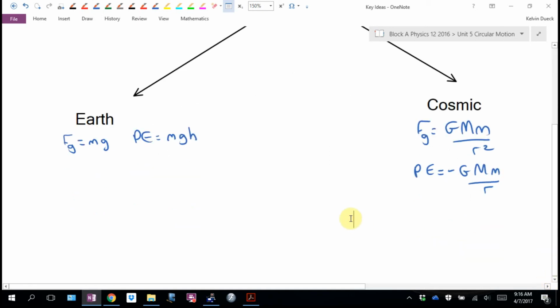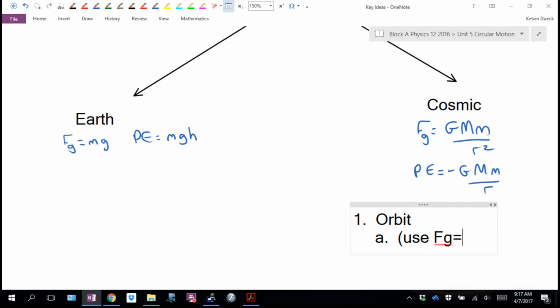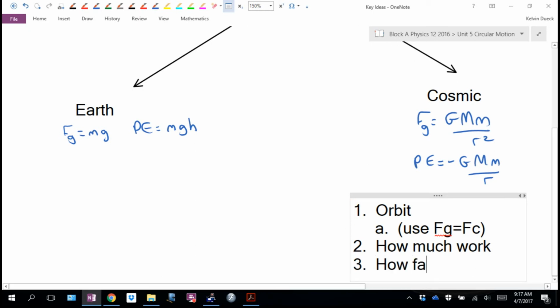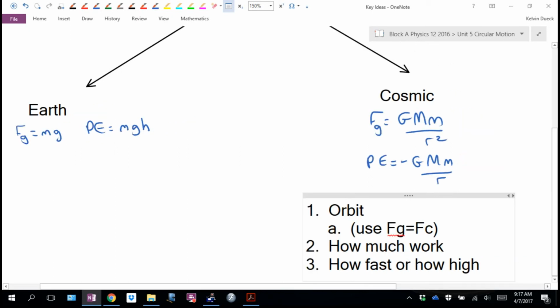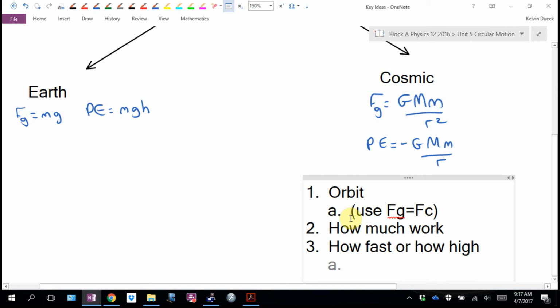For cosmic, there's really 3 main questions. The first question is, you're in orbit. Use F G equals F C. The second main type of question is how much work, change in potential plus change in kinetic. Do you need a change in kinetic? You do if you're in orbit. The third question is how fast or how high. And that's going to be the law of conservation of energy.